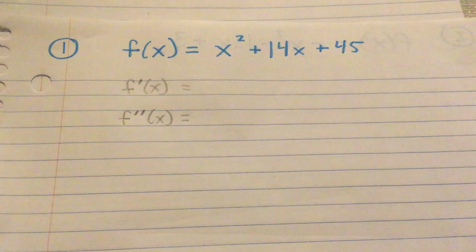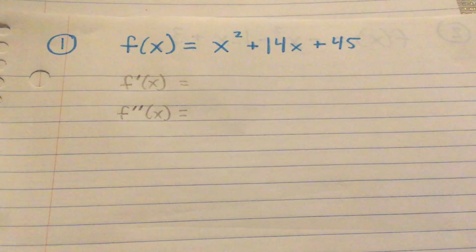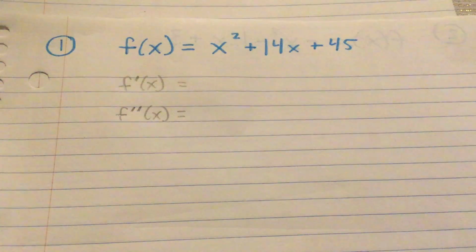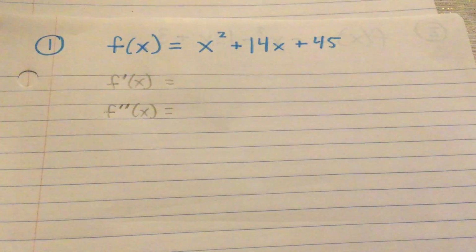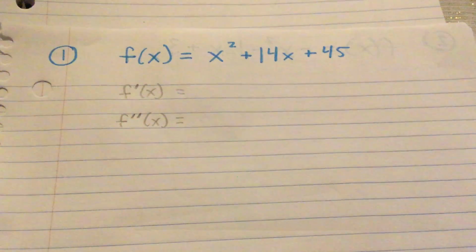All right, test review day. Let's get to it. 7 problems. Find the critical points. Are they local min, local max, or inconclusive? Let's get right to it.